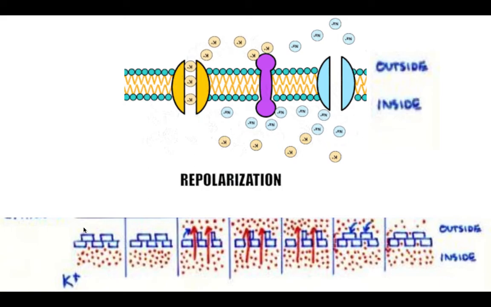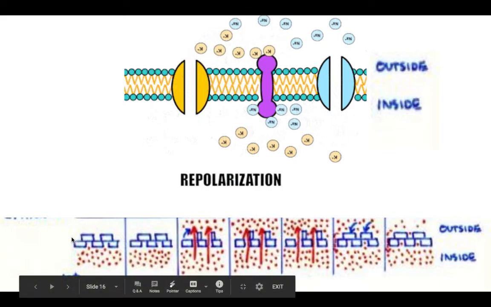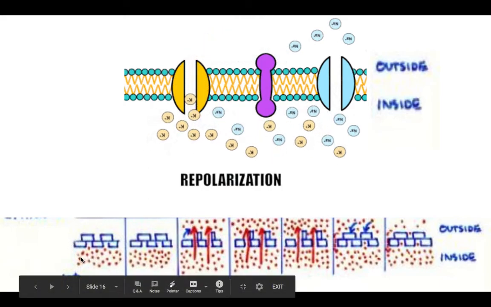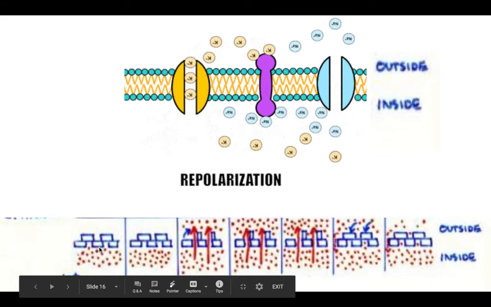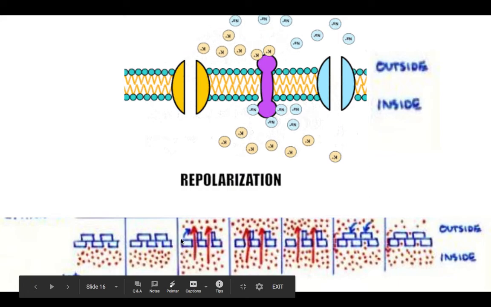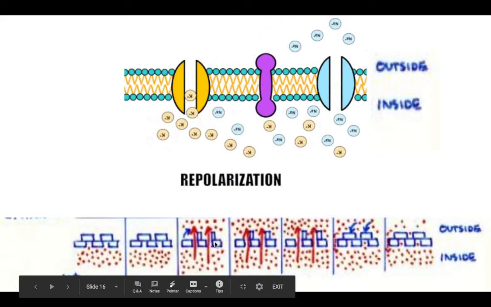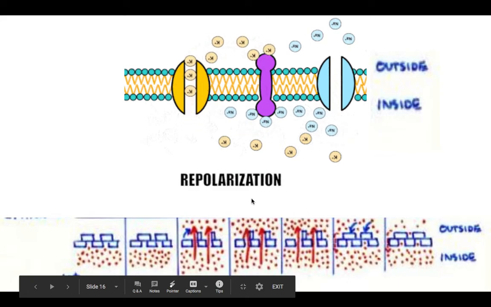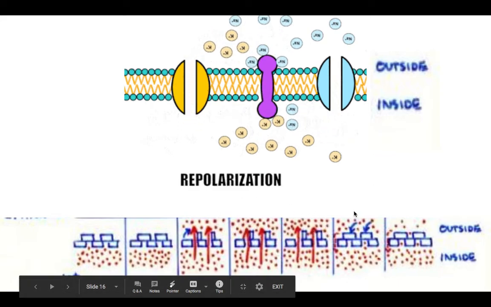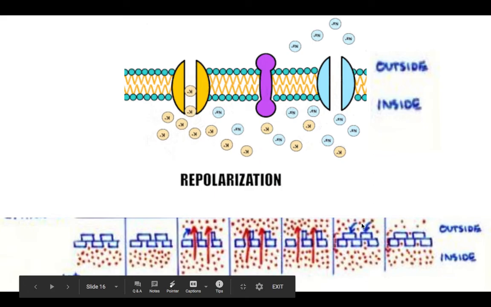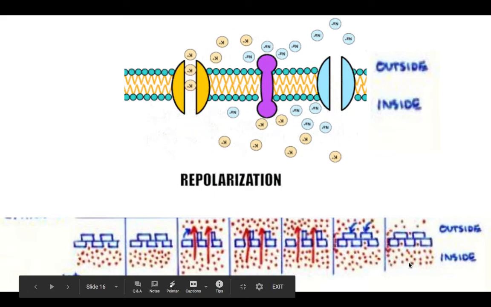Here's another depiction of that at the bottom of repolarization. So you have these red dots which represent potassium ions, and when the potassium channels open, the red potassium ions rush out, making the outside positive again, until eventually the channels close and the potassium gets pumped back inside the axon where it belongs.